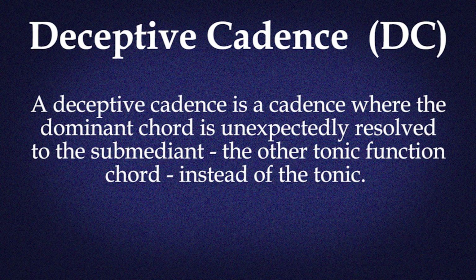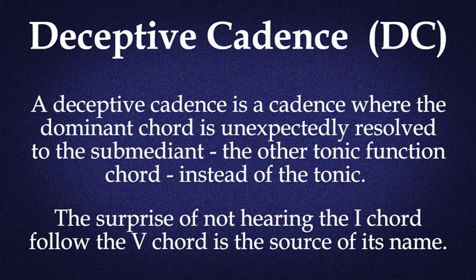A deceptive cadence is a cadence where the dominant chord is unexpectedly resolved to the submediant, the other tonic function chord, instead of the tonic. The surprise of not hearing the 1 chord follow the 5 chord is the source of its name.